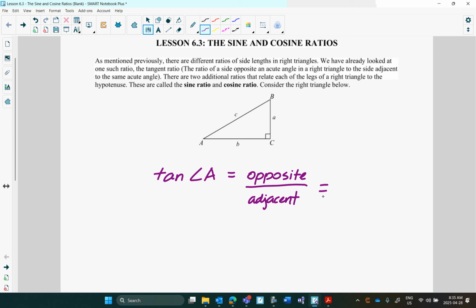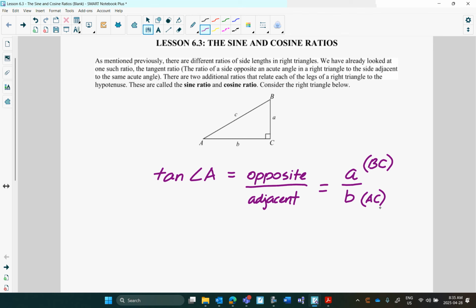In this diagram, what's the letter of the angle opposite angle capital A? Little a. What's the side adjacent to angle A? Little b. Or we could have called these, if we wanted to, BC and AC. Either one is fine. Okay?